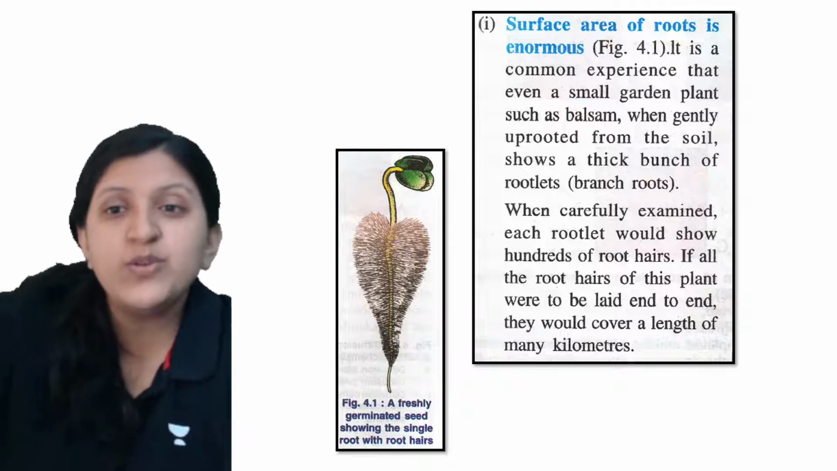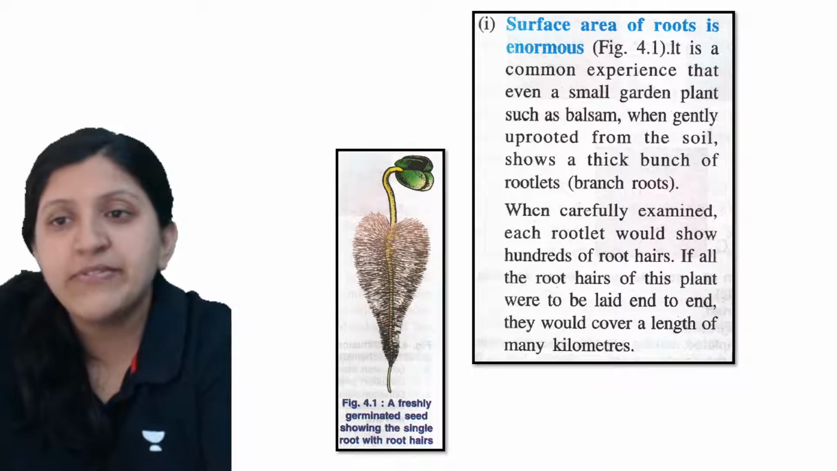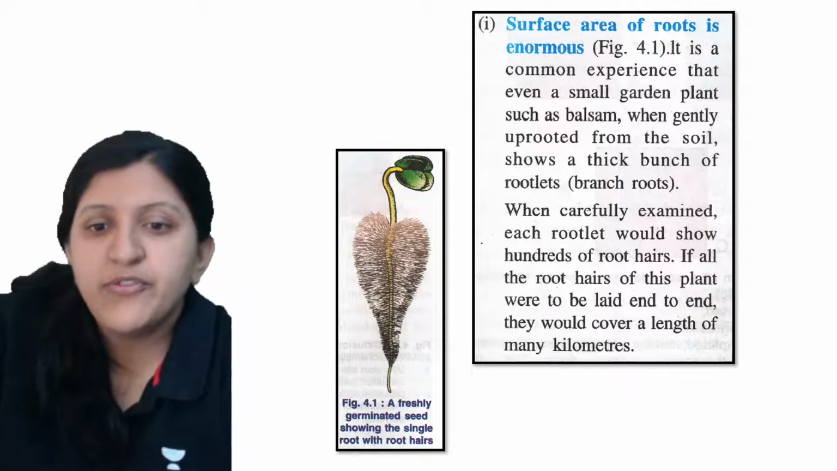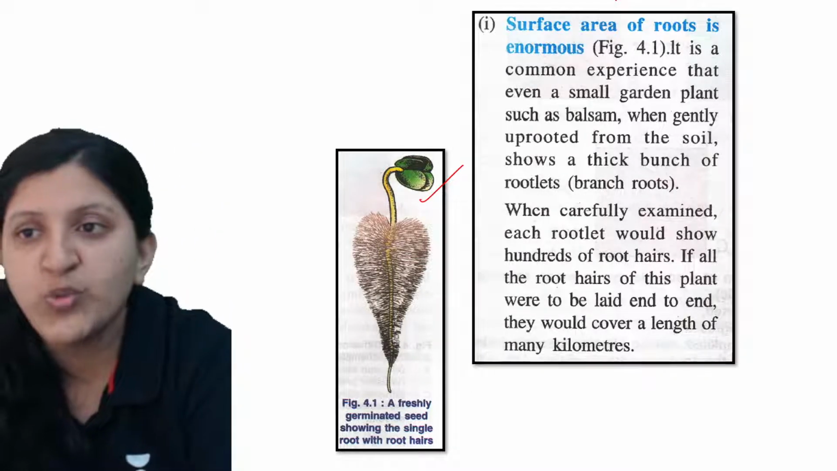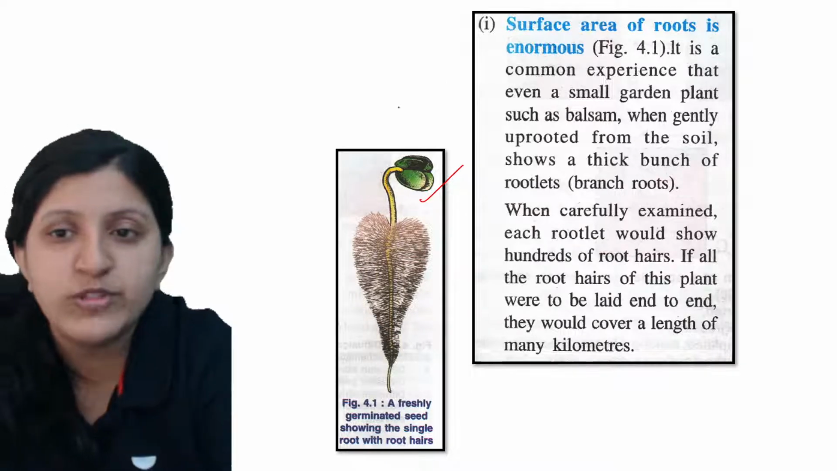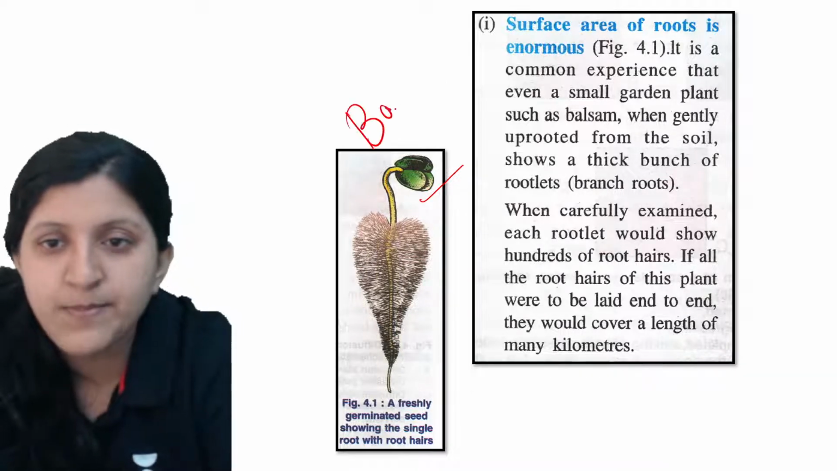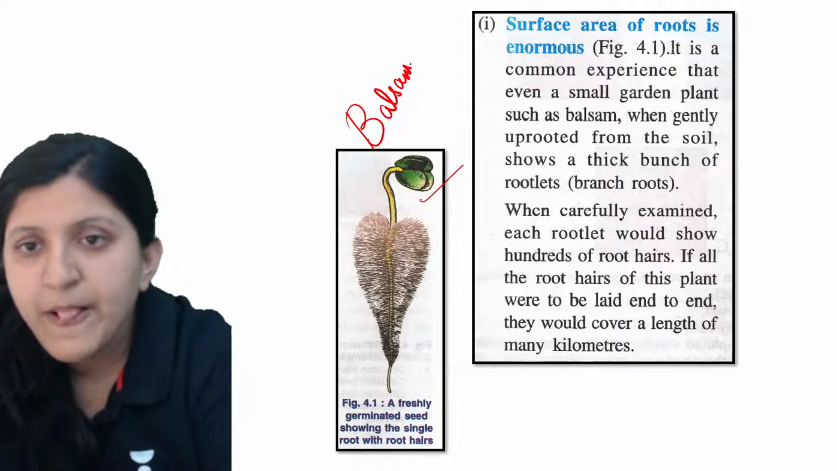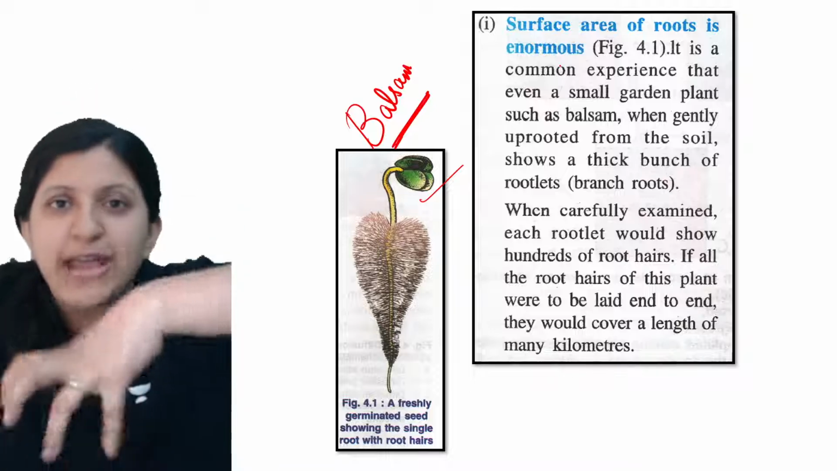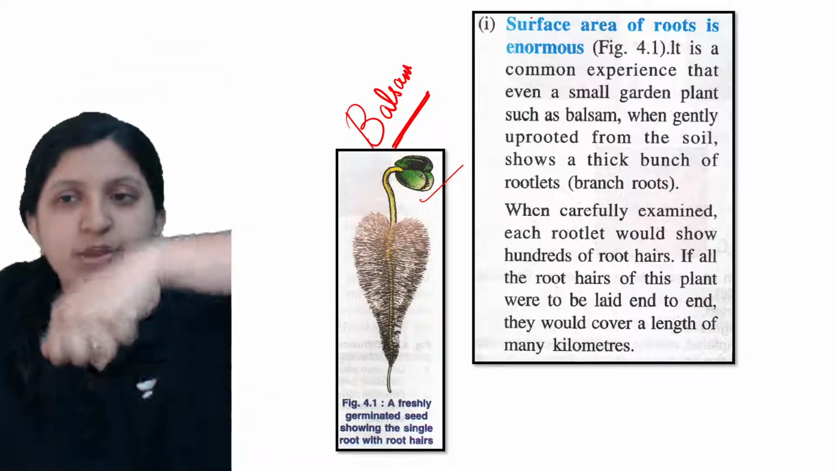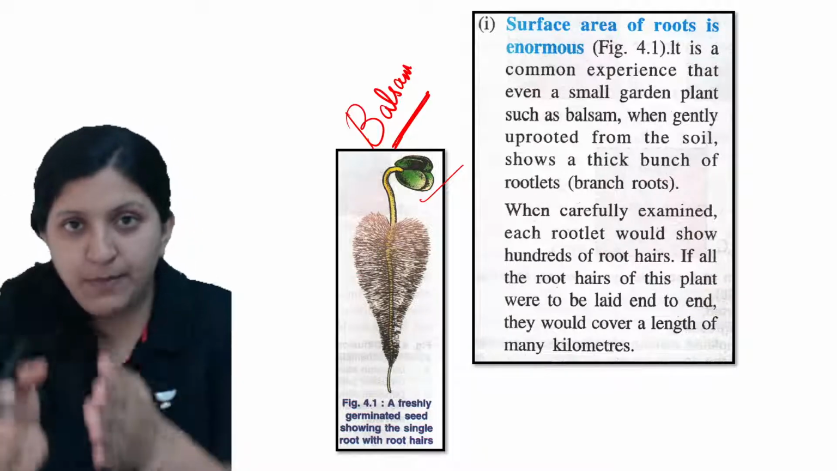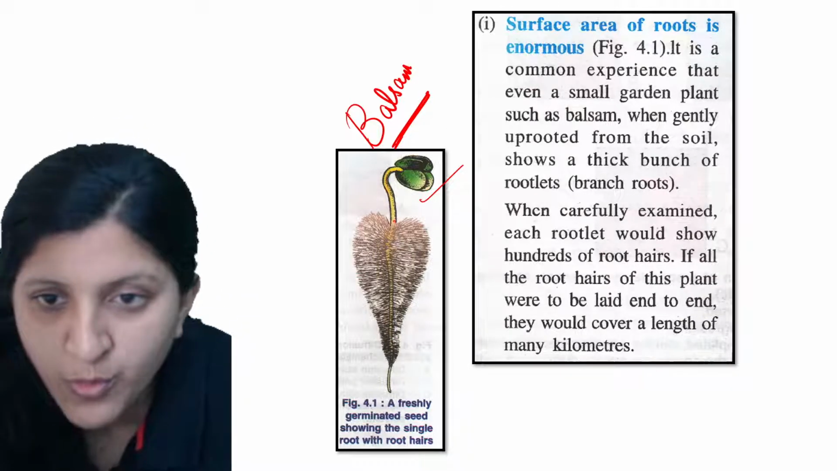Here they have given the example of a balsam. You can see figure 4.1. It is a common experience that even a small garden plant, and this one is basically a balsam plant. When we just try to uproot it, we are removing it out. When we uproot it, you can see the main root. There is this main root, what you see here.